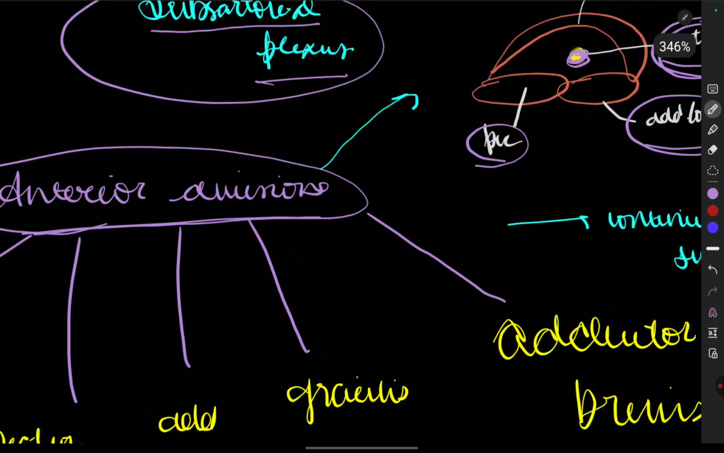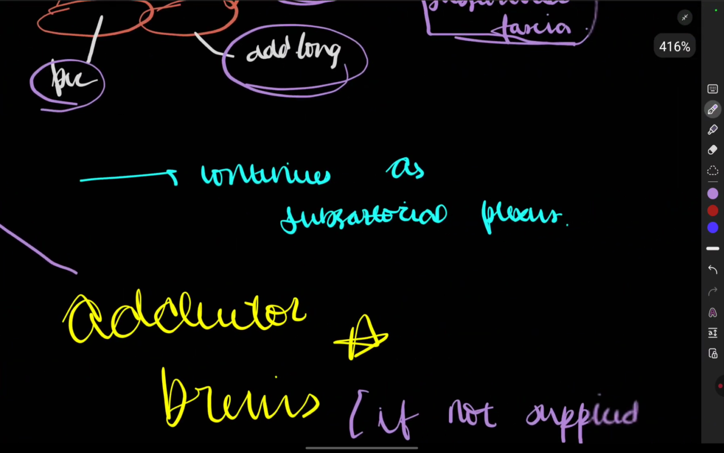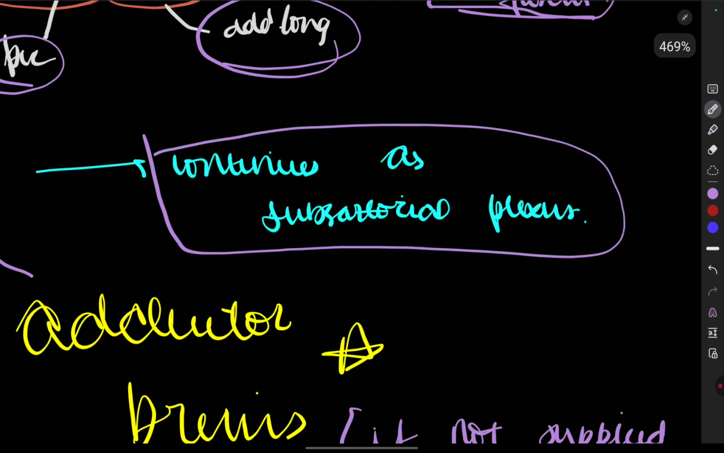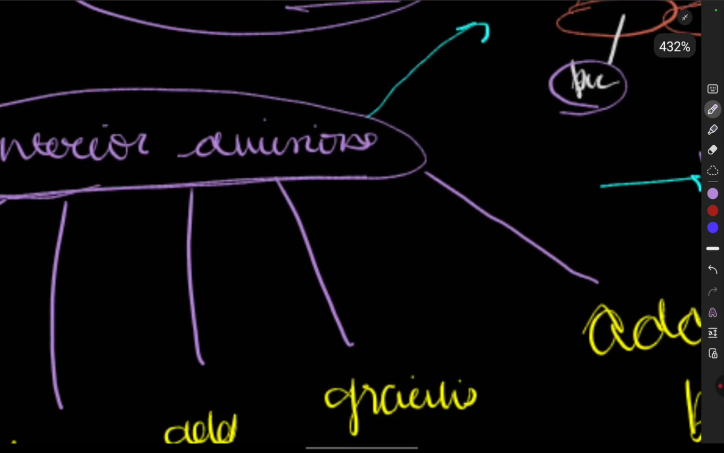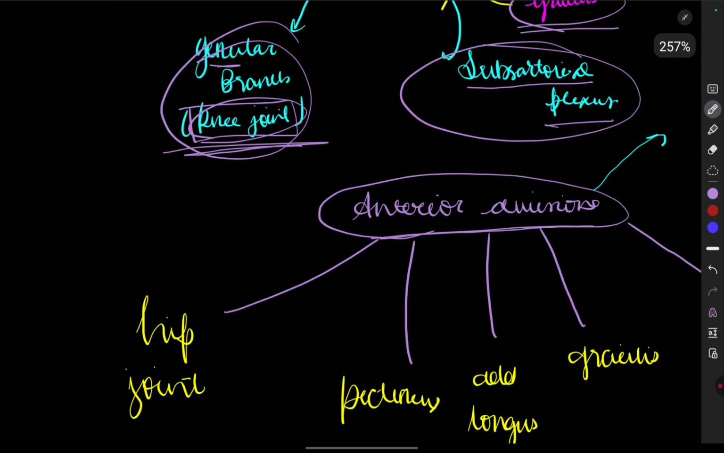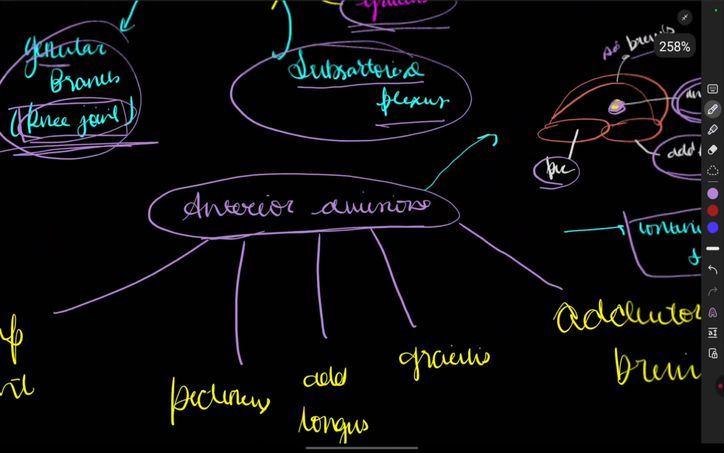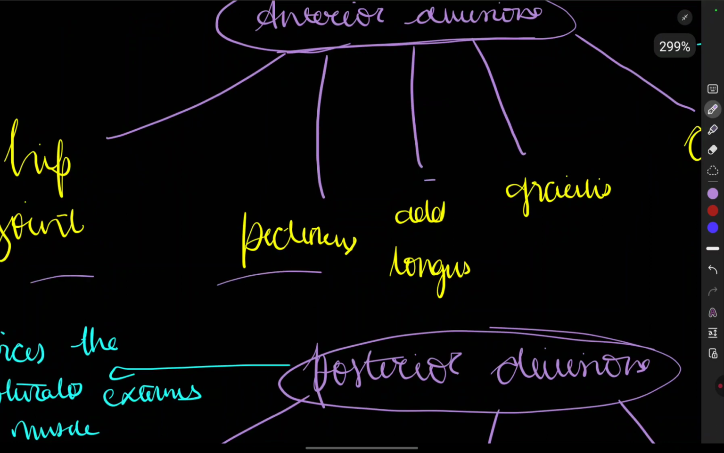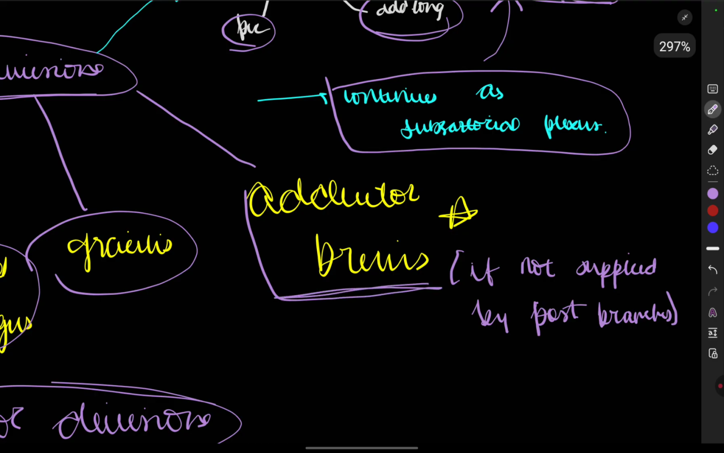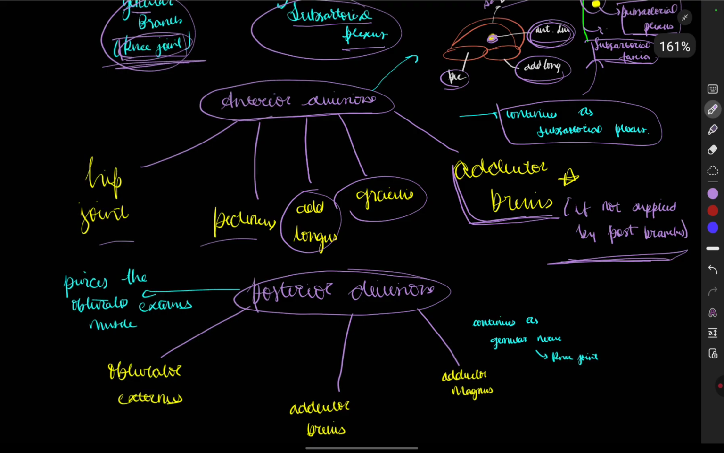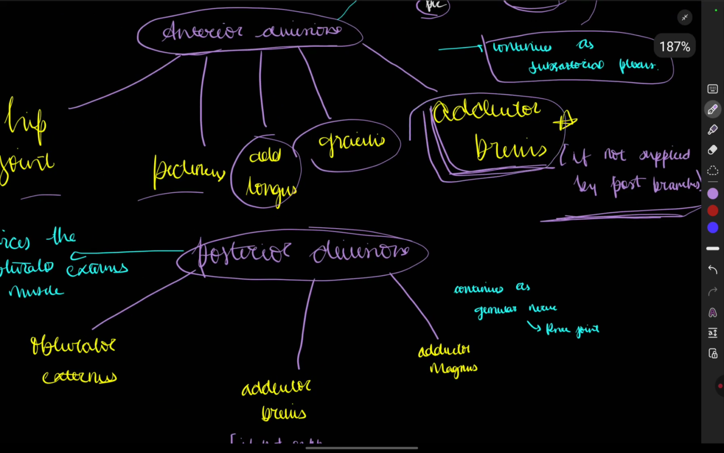The anterior division of the obturator nerve continues as the subsartorial plexus. I have explained it here, and it supplies the hip joint, the pectineus muscle, the adductor longus muscle, the gracilis and the adductor brevis. Only if not supplied by the posterior branches does it supply the adductor brevis muscle, because we know that the adductor brevis is not a hybrid or a composite muscle. The hybrid and composite muscles are the pectineus and the adductor magnus.